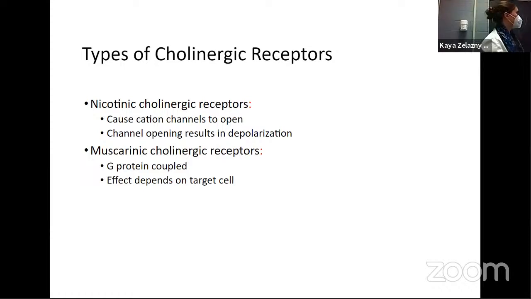Our muscarinic cholinergic receptors are going to be more like those metabotropic receptors that we talked about. We're going to see a G protein when we talk about muscarinic cholinergic receptors. The effect is going to depend on the cell, because when we looked at G proteins, we saw that there's kind of that intermediary step, right, where we can have different types of secondary messengers in the cell. We're eventually going off to a different channel to let things through. So it's going to depend partially on the cell machinery what type of response the cell has.